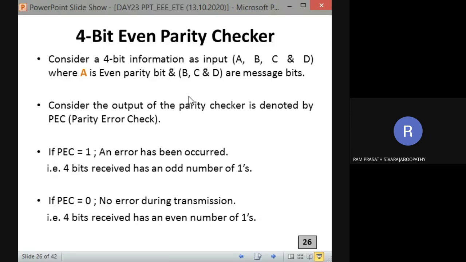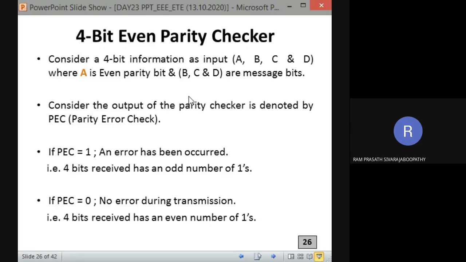So PEC is my output. If PEC equals 1, we are having an error. If PEC equals 0, it means no error. Whenever there is an error, what should PEC be now? It should be 1. Is it clear?